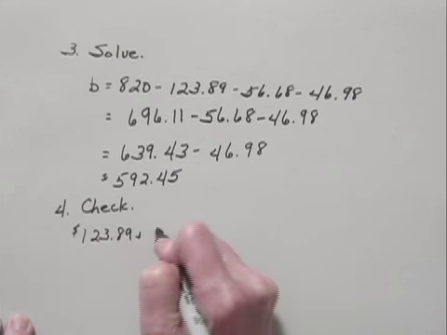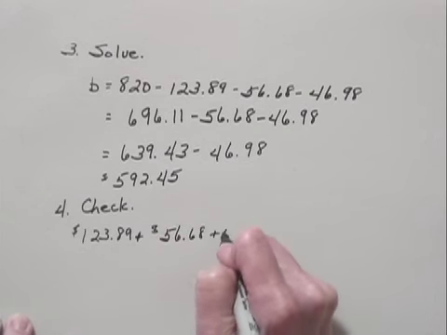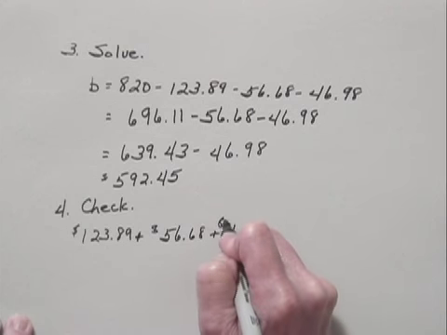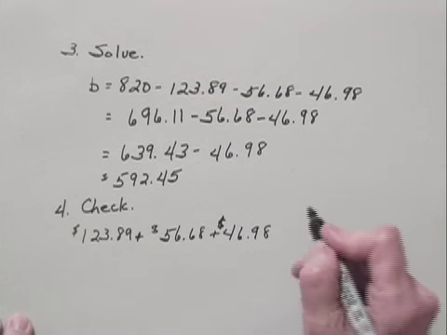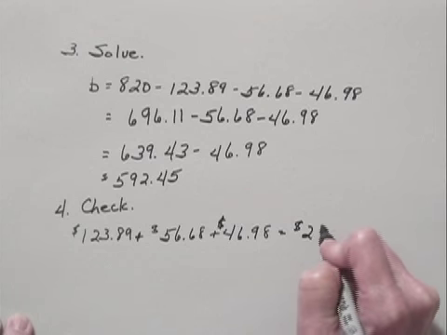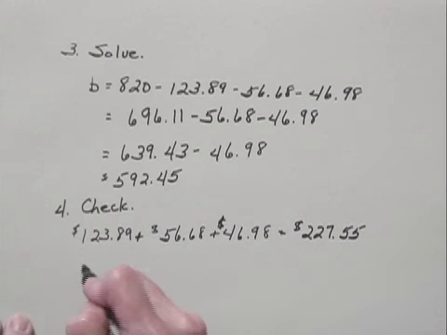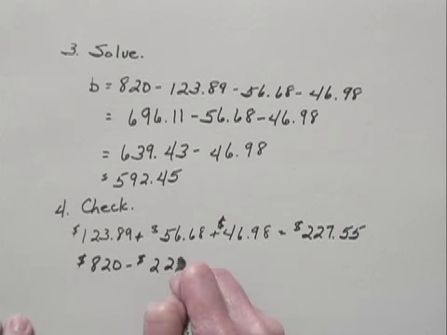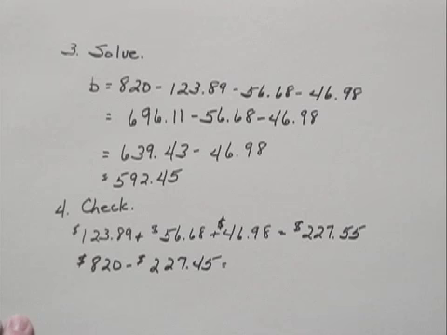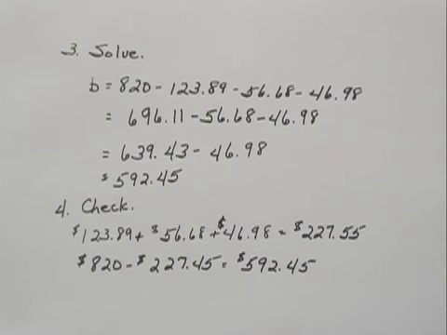$123.89 plus $56.68 plus $46.98 for the total amounts of the purchases. And when we add these three numbers together, we get $227.55. And now let's subtract this from the original balance, which was $820. And when we carry out this subtraction, the number that we get is $592.45, which is the answer we found. So we can say that our answer checks.